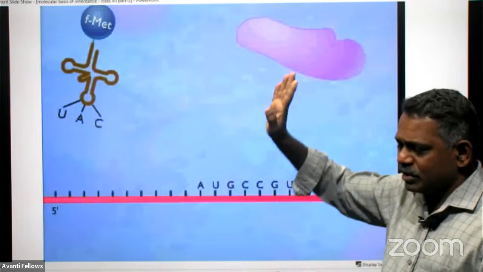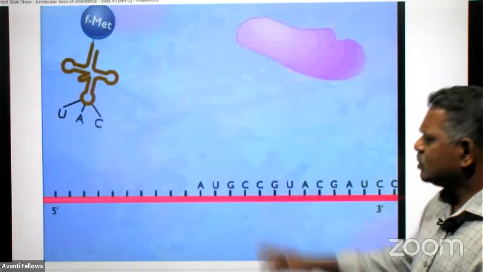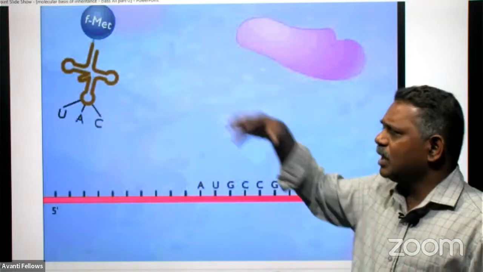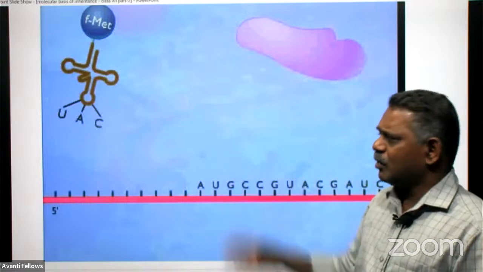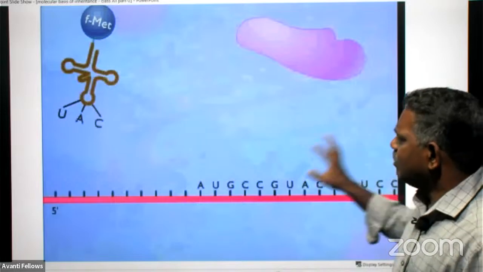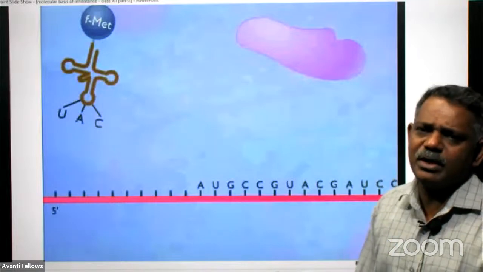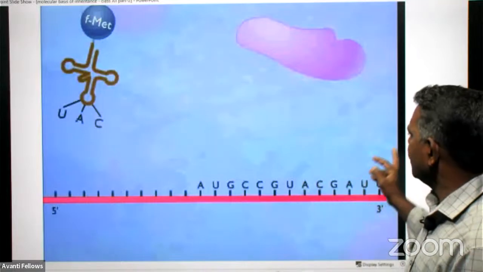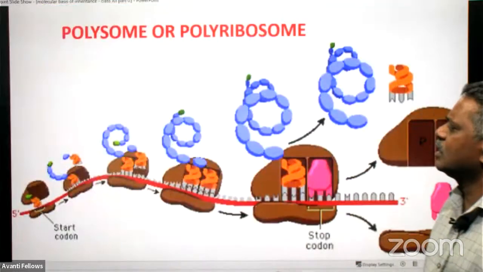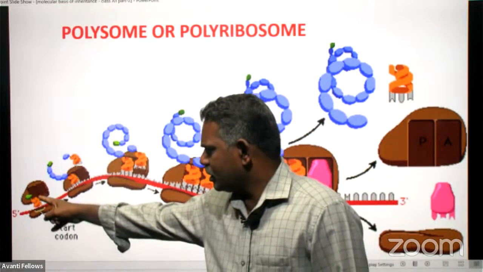There are 61 different tRNAs, and they can bring 20 different amino acids. So according to the triplet codon given in the mRNA, the tRNA will bring the amino acid, placing one after another and producing what? A long chain of amino acids connected to each other with peptide bonds. And that only we call the polypeptide chain, or the proteins only.